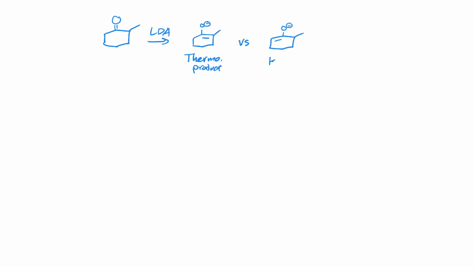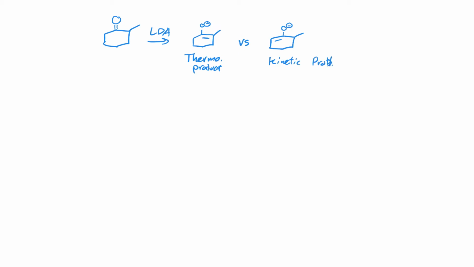What if we have an unsymmetrical ketone? We can react this with LDA, and under certain conditions we can favor one side or the other. So we might expect this or this enolate. And this would be the thermodynamic product. And this would be the kinetic product.